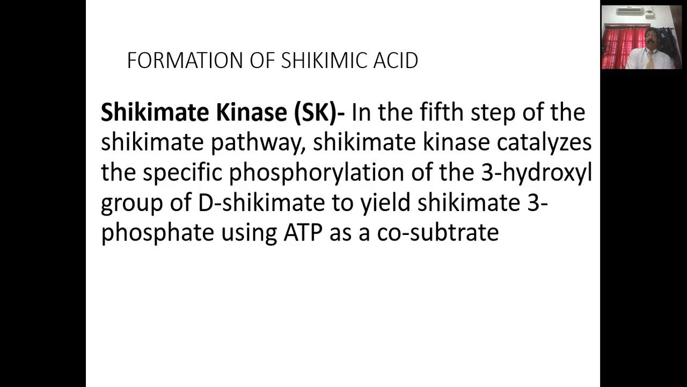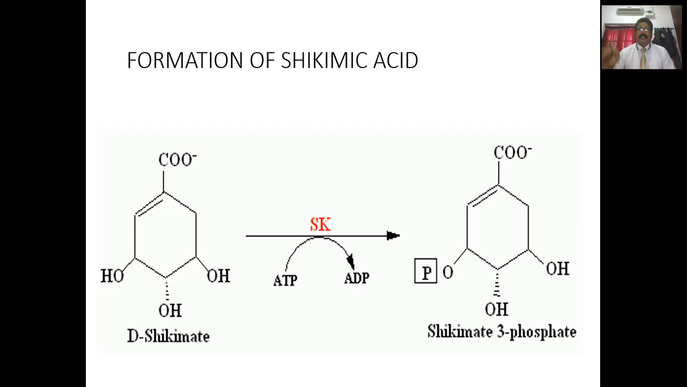Next step, again the Shikimate kinase, because we want to go to the next step. Shikimic acid we have formed; now we are going to study how aromaticity is formed. Aromatic means you need a benzene with 3 double bonds. Shikimic acid has only single bonds. It is a cyclic compound, but aromaticity is not achieved. So how do we achieve this aromatic compound? In the fifth step of the Shikimic acid pathway, Shikimate kinase catalyzes the specific phosphorylation of the 3-hydroxy group of D-Shikimate to yield Shikimate 3-phosphate, using ATP as a cofactor. So you can see D-Shikimate is converted into Shikimate 3-phosphate by means of Shikimate kinase.